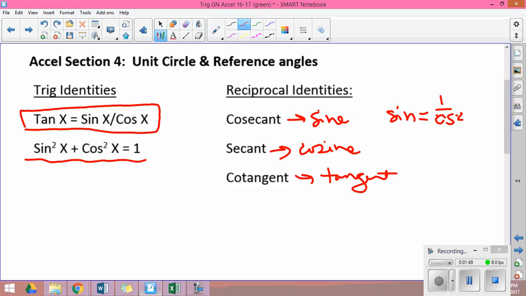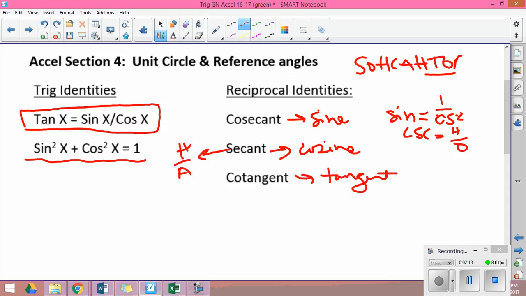When we're talking right triangle, SOHCAHTOA, sine is opposite over hypotenuse. That means that cosecant is hypotenuse over opposite. Cosine is adjacent over hypotenuse, so secant is hypotenuse over adjacent. Tangent is opposite over adjacent, so cotangent is adjacent over opposite, or 1 over the tangent. They are reciprocals of each other. That is an important feature when we start talking about the rest of the trig family.